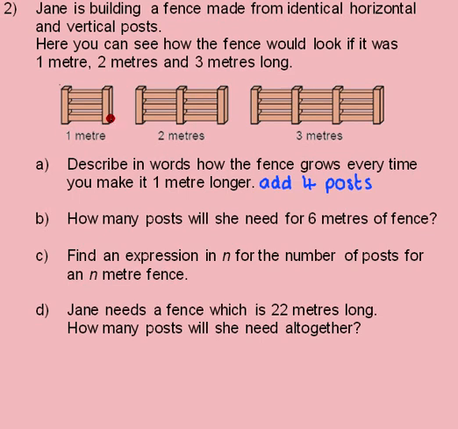Well, for 1 metre, I can see she needs 5 posts. For 2 metres, it's 9. And for 3 metres, it's 13. This is going up by 4 every time. So for 4 metres, she will need 17 posts. For 5 metres, she will need 21 posts. And for 6 metres, she will need 25 posts. So my answer is 25 posts for 6 metres of fence.